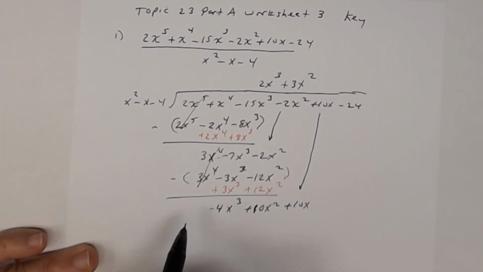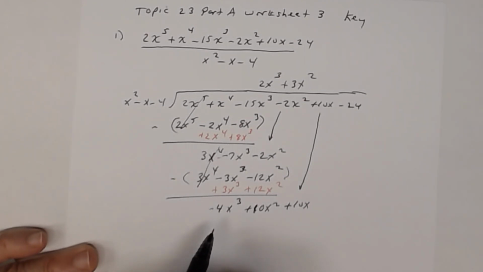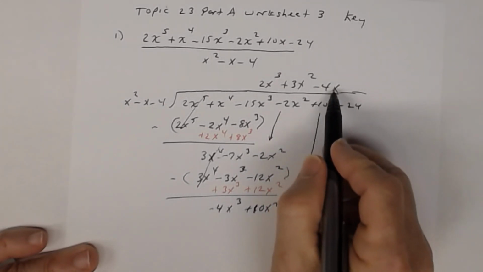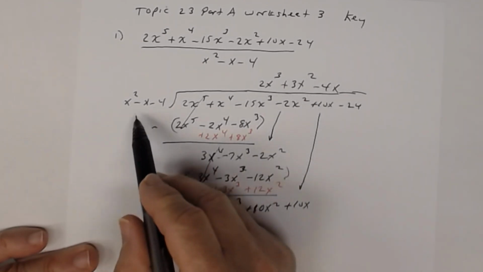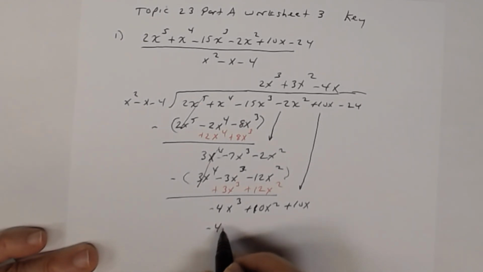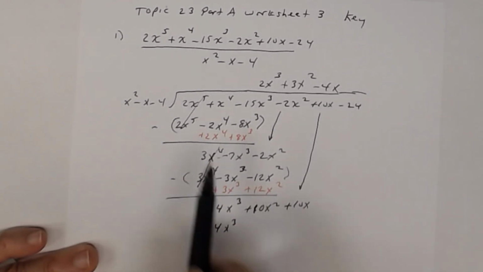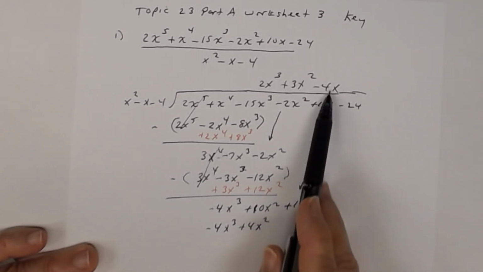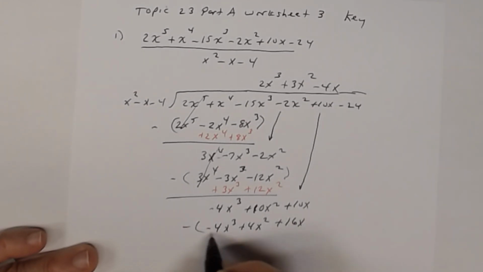You continue the division. Negative 4x cubed divided by x squared is a negative 4x. So that goes here. Align your like terms. Then you take what you just wrote and multiply by every term of your divisor. Negative 4x times x squared is negative 4x cubed. Doing this correctly, these have to be the same. Negative 4x times a negative x is a positive 4x squared. Negative 4x times a negative 4 is a positive 16x, and then you subtract.